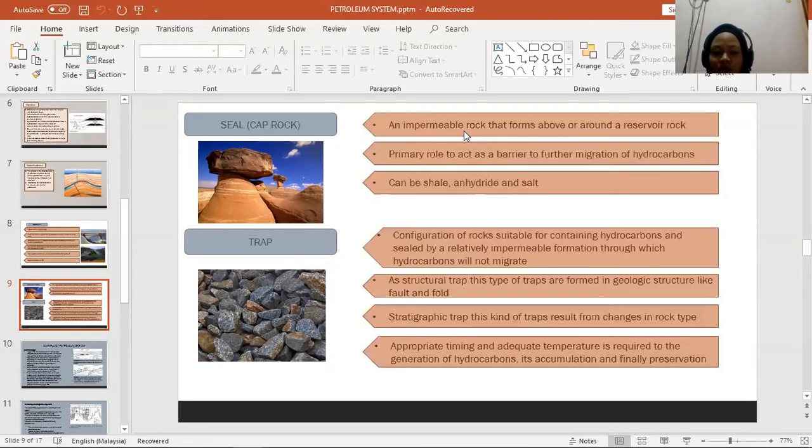Appropriate timing and adequate temperature are required for the generation of hydrocarbons and their accumulation, and finally for preservation. That's all.